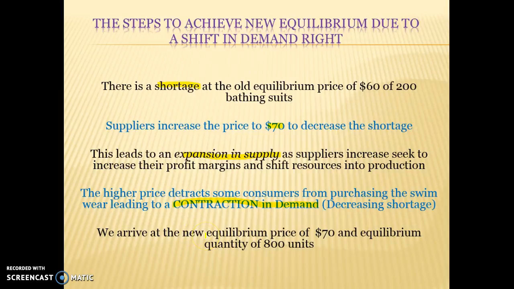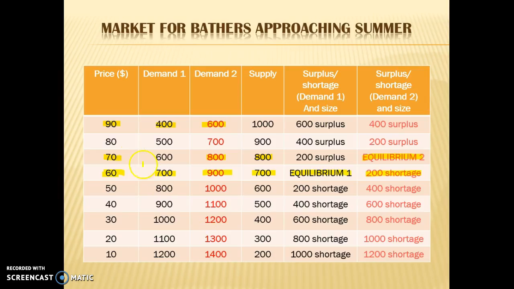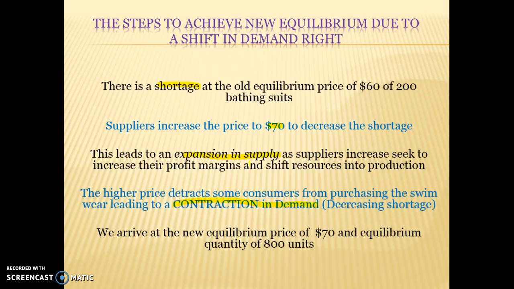And we arrive at a new equilibrium price of $70 here, and an equilibrium quantity of 800 units. So the price has gone from $60 to $70, and the units have gone from, at the old equilibrium, 700 to 800 units. These are the steps you need to take. Shortage, we increase the price to $70, there's an expansion in supply, contraction in demand, and we arrive at the new equilibrium price of $70.